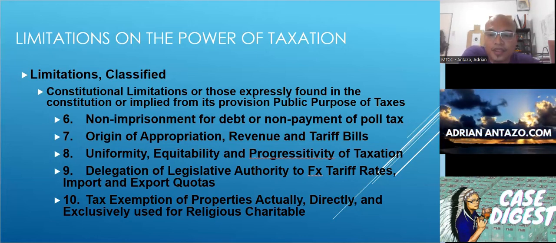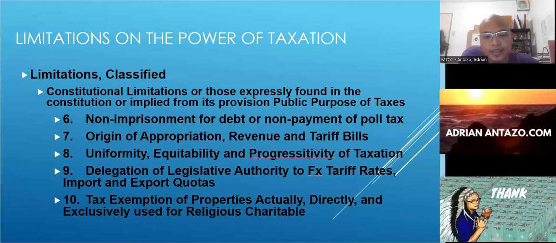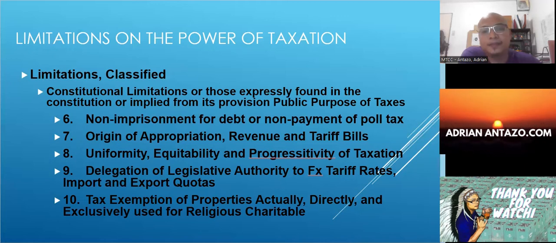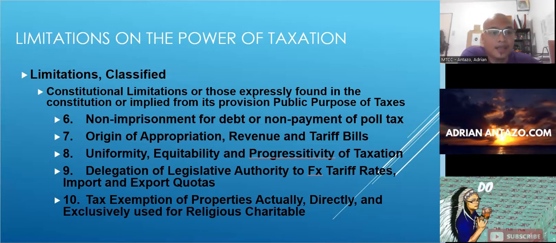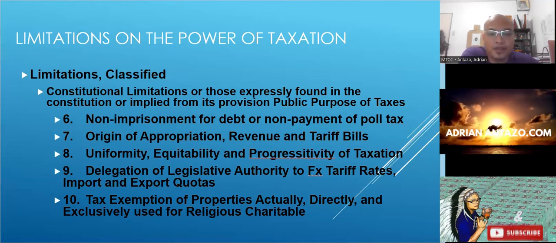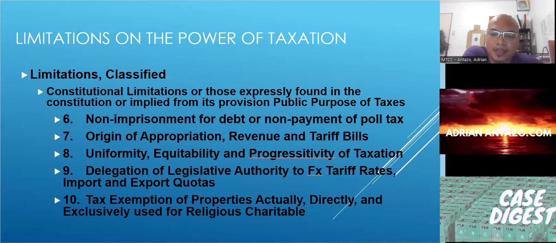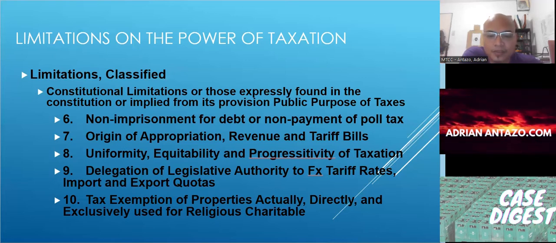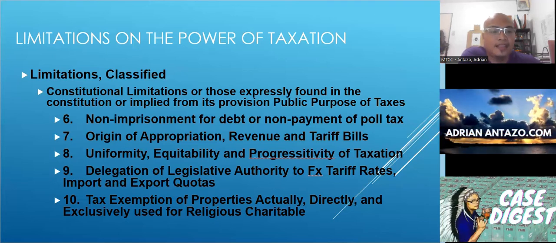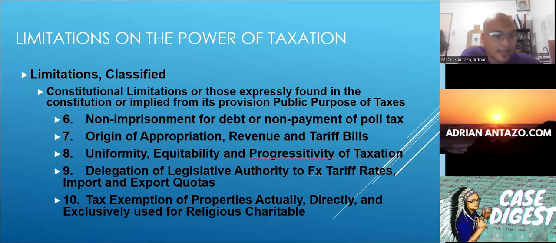Delegation of legislative authority to fix tax rates, tariff rates, importation, export quotas. Right? It should be the legislature who is authorized to implement those tax rates. Then tax exception of properties actually directly and exclusively used for religious and charitable institution. Hindi mo sila pwedeng taxan.